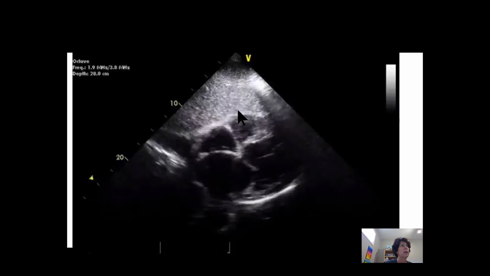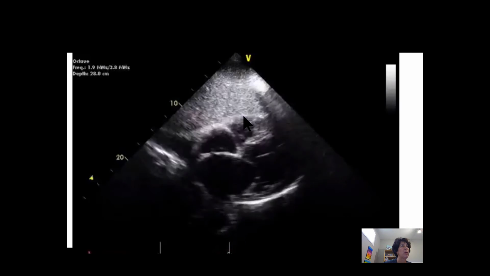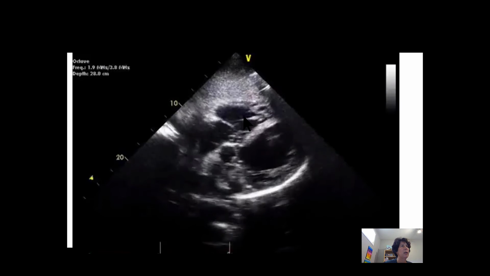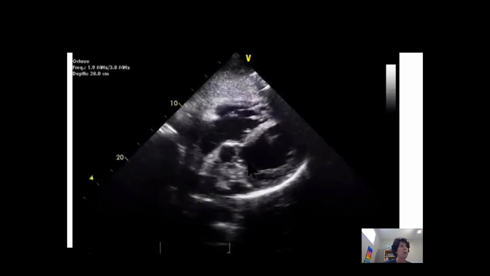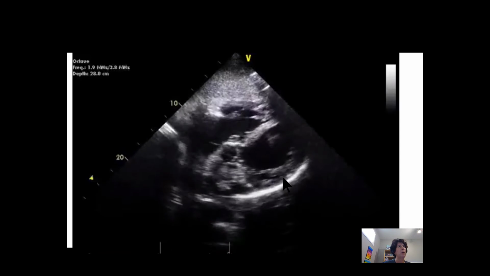And RV, I would again say, appears borderline in function, and the LV function is the same as before, decreased, with that mitral valve not opening fully, decreased mitral septal separation.